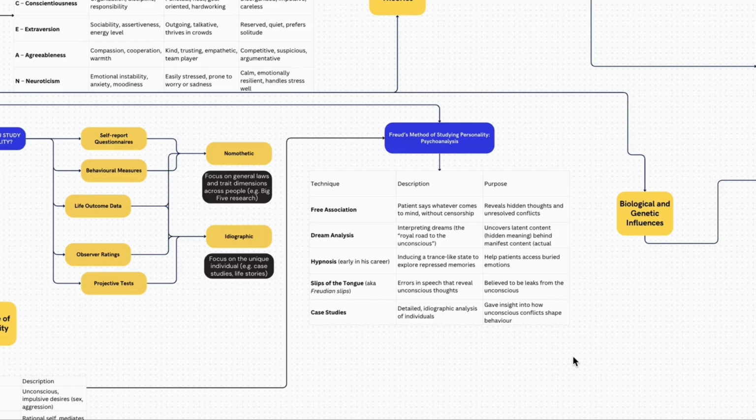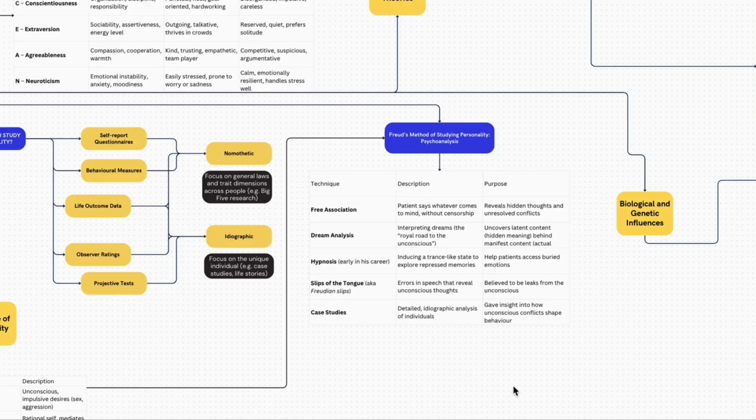Hypnosis, early in his career, basically inducing a trance-like state to explore repressed memories and help patients access buried memories. The slip of the tongue, the Freudian slip, is errors in speech that reveal unconscious thought, believed to be leaks from the unconscious. And the case study, a detailed analysis of an individual, gave insight into unconscious conflicts and behavior. These days, some of these techniques are believed to be non-scientific, so maybe not accurate information can be acquired.